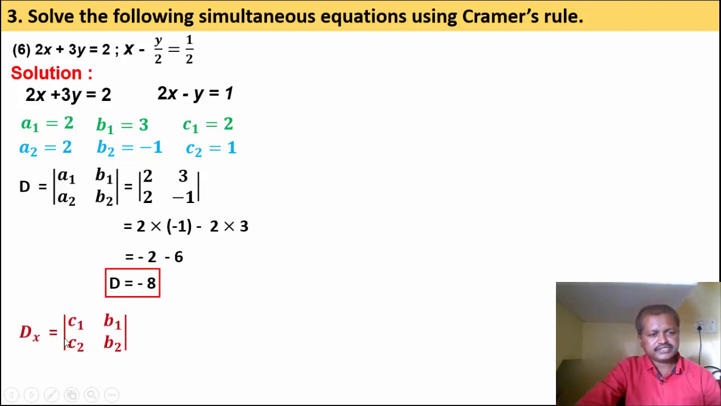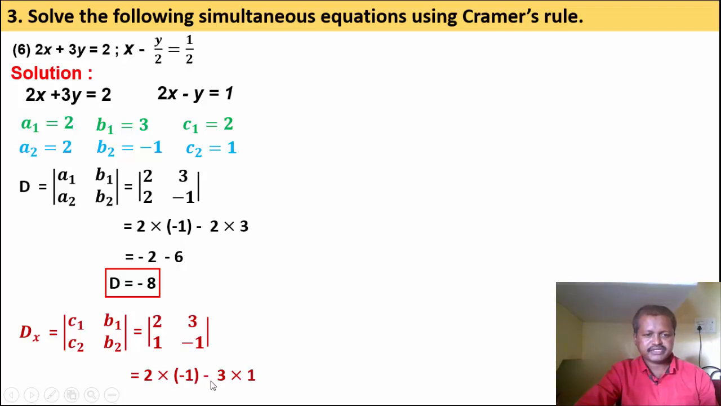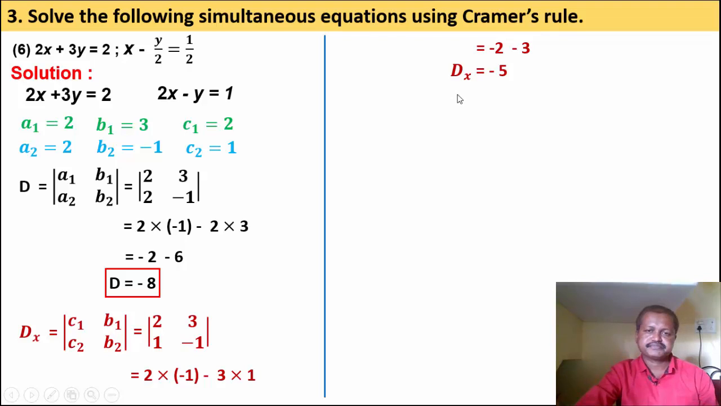Now dx is equal to, in determinant, c1 b1 c2 b2. So put the values for c1 b1, it is 2 3 and c2 b2, it is 1 minus 1. Now take cross multiplication, 2 into minus 1 minus 3 into 1. Now simplify this, 2 into minus 1 is minus 2 and minus 3 into 1 is minus 3. So right here minus 2 minus 3. So you get minus 5. This is the value for dx. So dx is equal to minus 5.